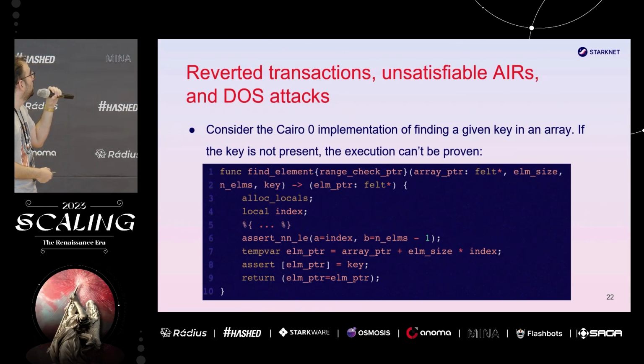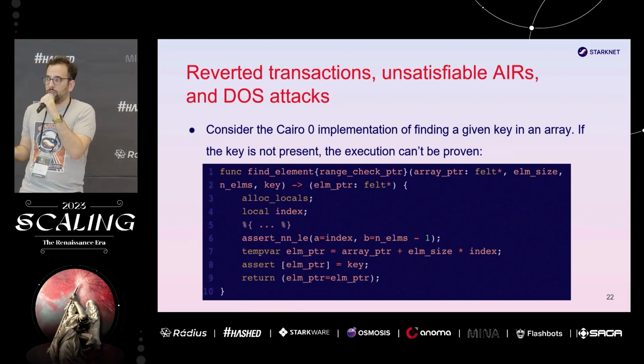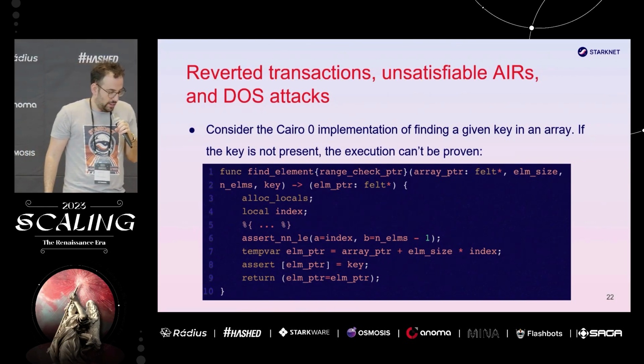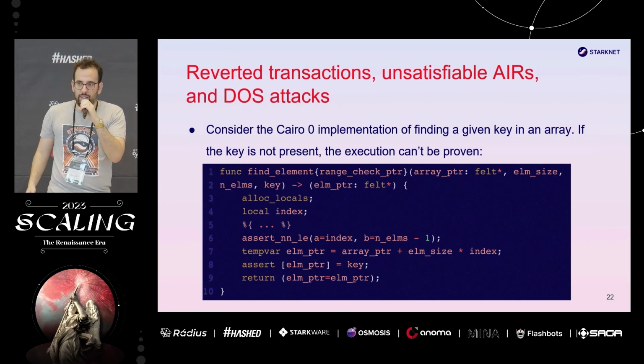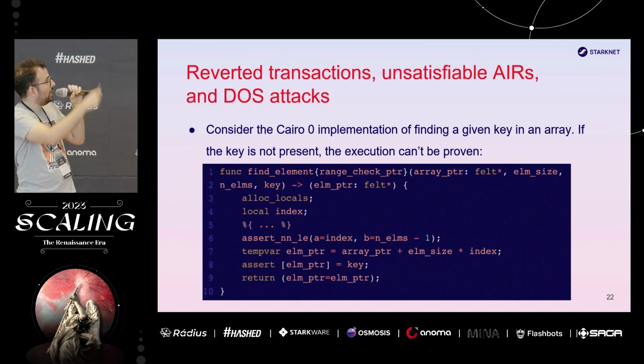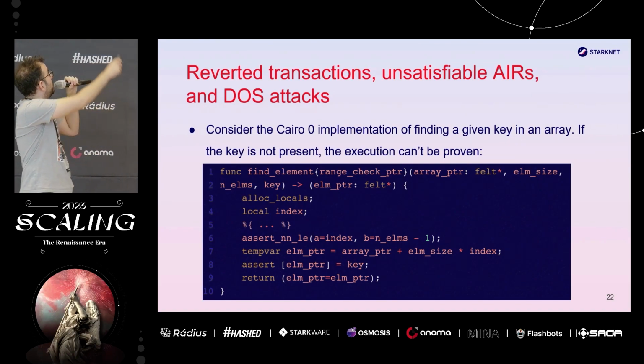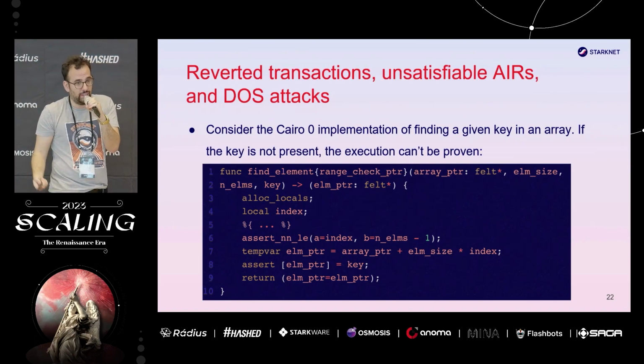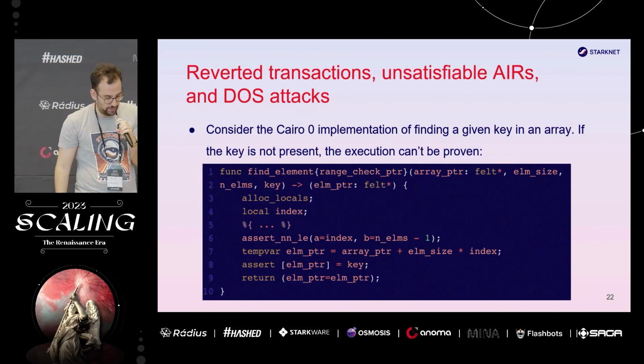Non-deterministic log space. Okay, but what if the element is not in the array? If the element is not in the array, regardless of what the prover substitutes in index, the assertion in line 8 will fail. The element is not there, nothing I can do about it.